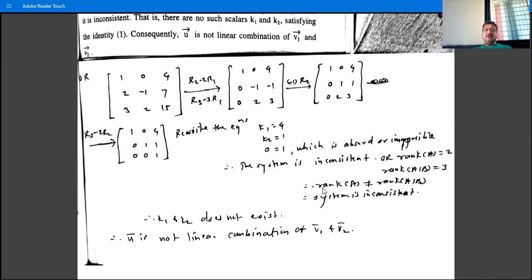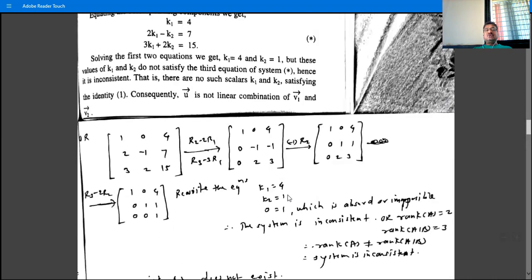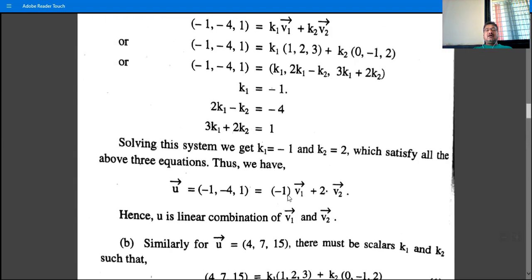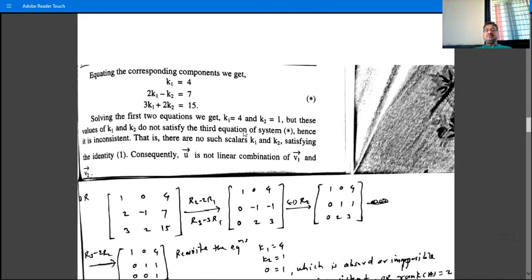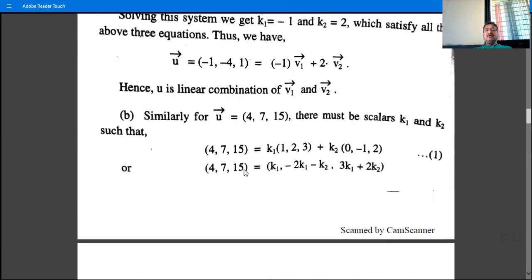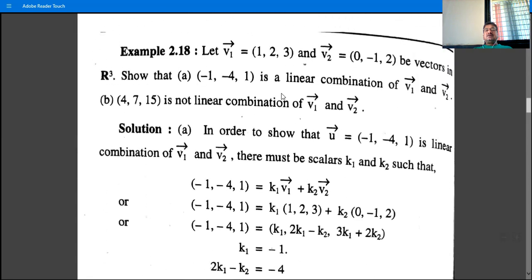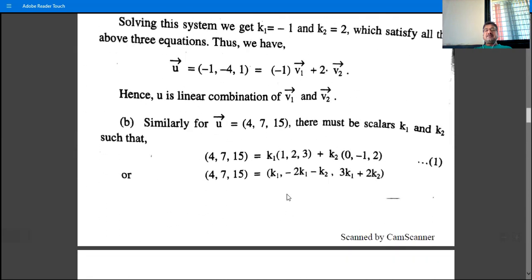We say that K1 and K2 do not exist if the system is inconsistent. So if the system contains three unknowns, K1, K2, K3, then we say that K1, K2, K3 do not exist, or K1, K2, K3, K4 do not exist. So in this topic, don't use the method of solving two equations and then satisfying the third equation.